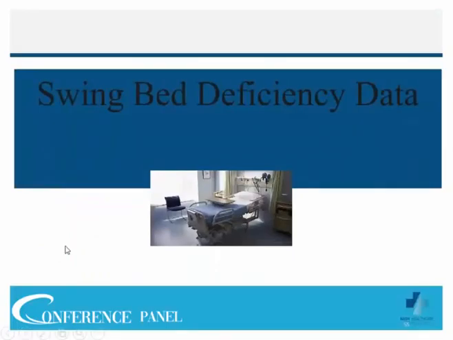So let's talk about swing bed deficiencies. Deficiencies that come up when surveyors are doing surveys of critical access hospitals and smaller hospitals and their swing beds. These are the things that they're looking at specifically that they're not finding, or if they find them, they're done improperly. So we're just going to go over some of that information here.